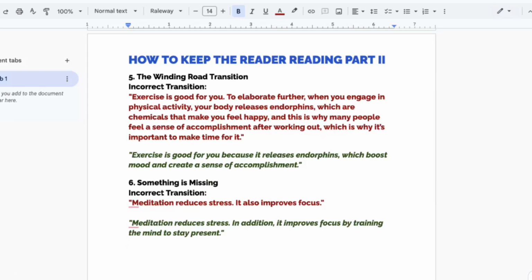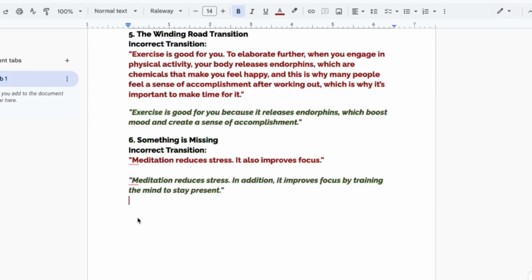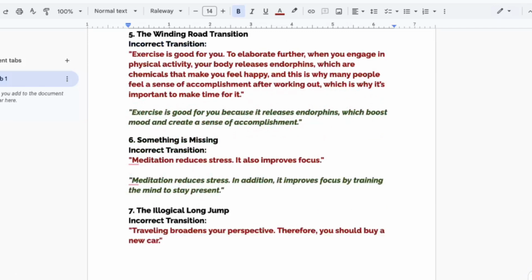Next, we have the illogical long jump. Traveling broadens your perspective. Therefore, you should buy a new car. Oh, close but no cigar. I see what the writer was doing in this example because it stands to reason in your mind. If you want to start traveling, you'll need a way to travel and to get there. But we cannot make those assumptions when we're writing for the reader and writing content, especially if you're ghostwriting. You want to make sure that everything logically flows following the premise of the sentence. And so you can do this by making the connection clear.